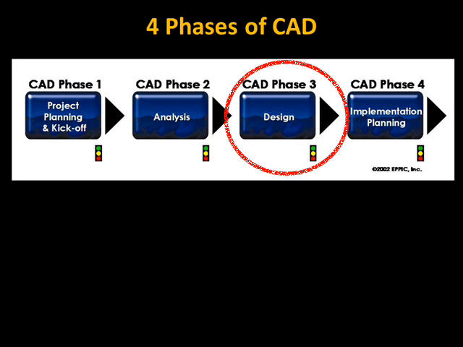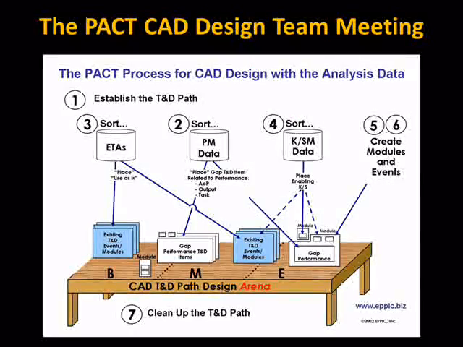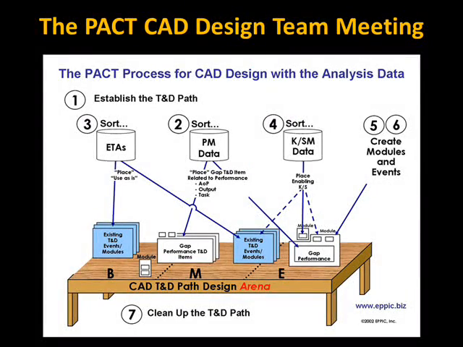Let's focus in on design now. In the design team meeting, there are 7 steps that are followed. The design team is a subset of the analysis team. So they're already familiar with all of the analysis data that was produced that articulated the target audience, the performance that was required of the target audience, the enabling knowledge and skills. What would be new to them is what existing content do we have that we can work with.